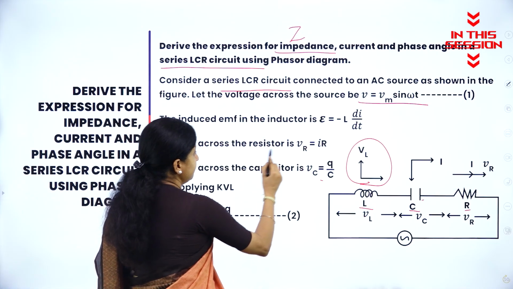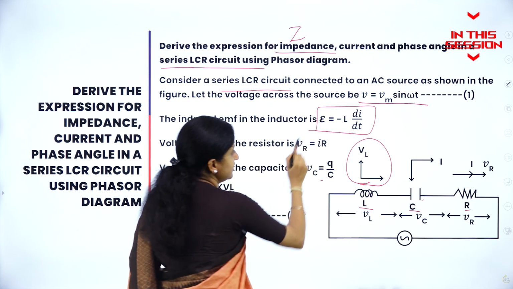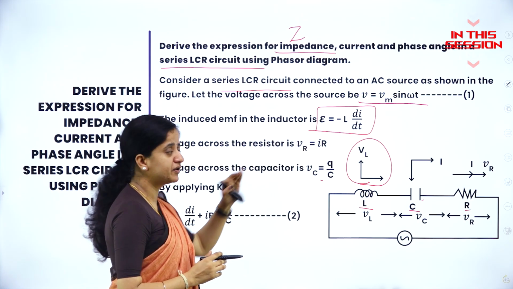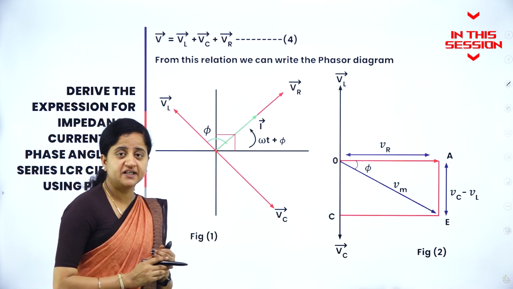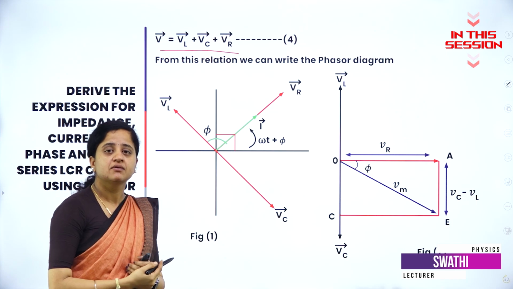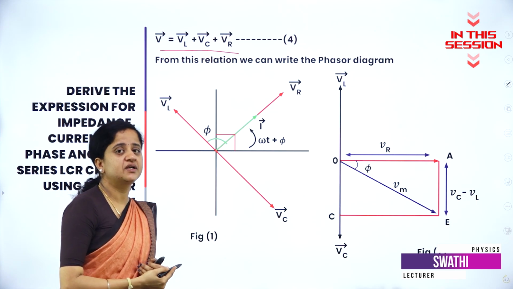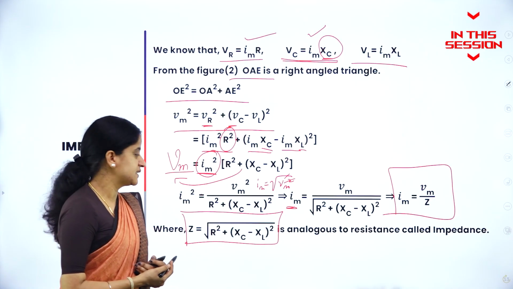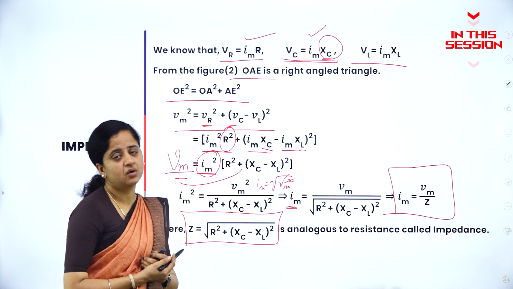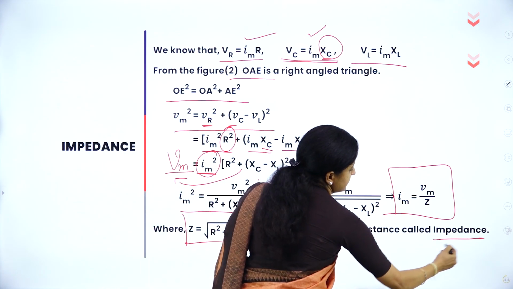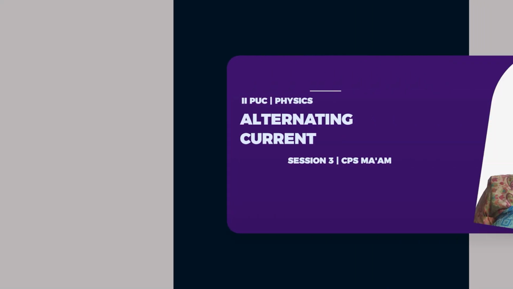The induced EMF is given by E is equal to minus L into di by dt, that is an expression for self-inductance which we are already familiar with. So the total voltage in a series LCR circuit is the sum of the voltage across inductance plus voltage across capacitor plus voltage across resistor. That's my next equation. Square root of R square plus Xc minus XL, the whole square, is analogous to resistance and we call it Z, as impedance.